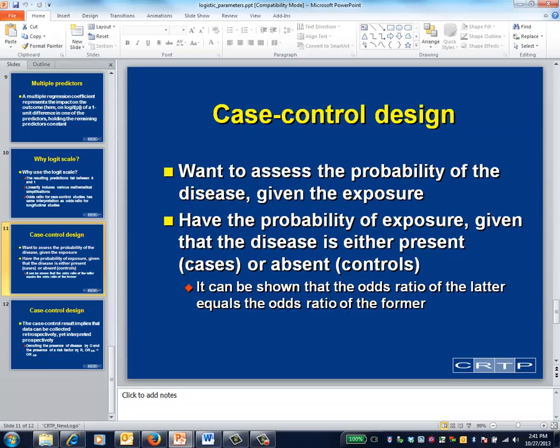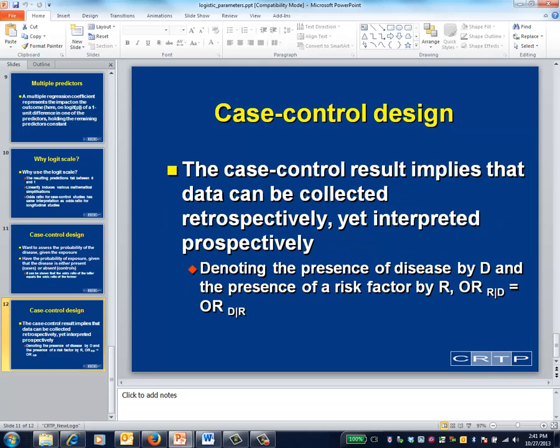These designs subdivide patients into healthy versus diseased and ask whether these two groups differ according to the exposure to a risk factor. In other words, what you have is the ability to work backwards from disease to exposure. But what you really want is to work forward from exposure to disease. That is to say that the exposure ultimately causes the disease. The amazing result is that the odds ratio of exposure given disease equals the odds ratio of disease given exposure, thus allowing you to interpret the data prospectively, even though it was collected retrospectively. Once the odds ratio enters the picture, the logistic regression model naturally follows. This slide contains a symbolic version of the same argument.